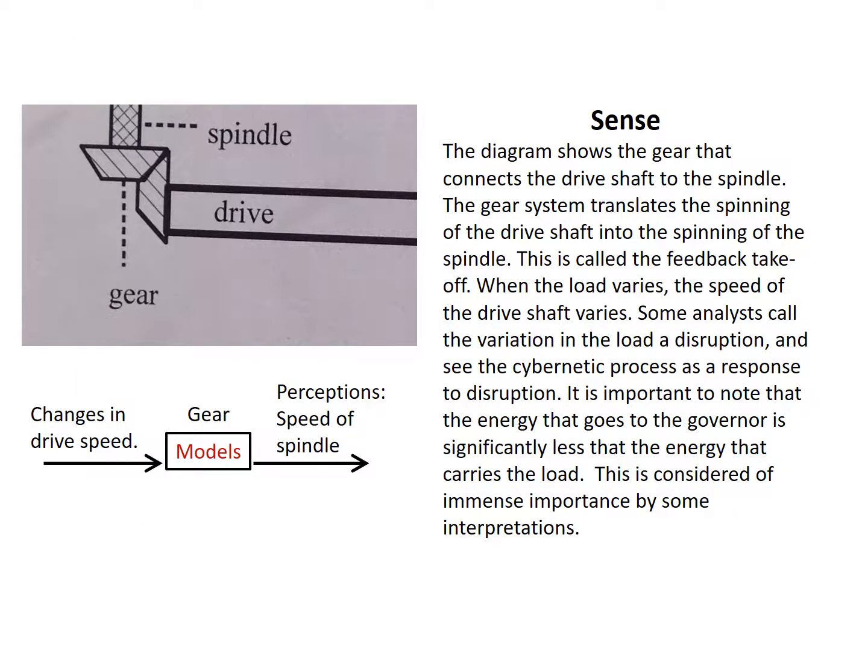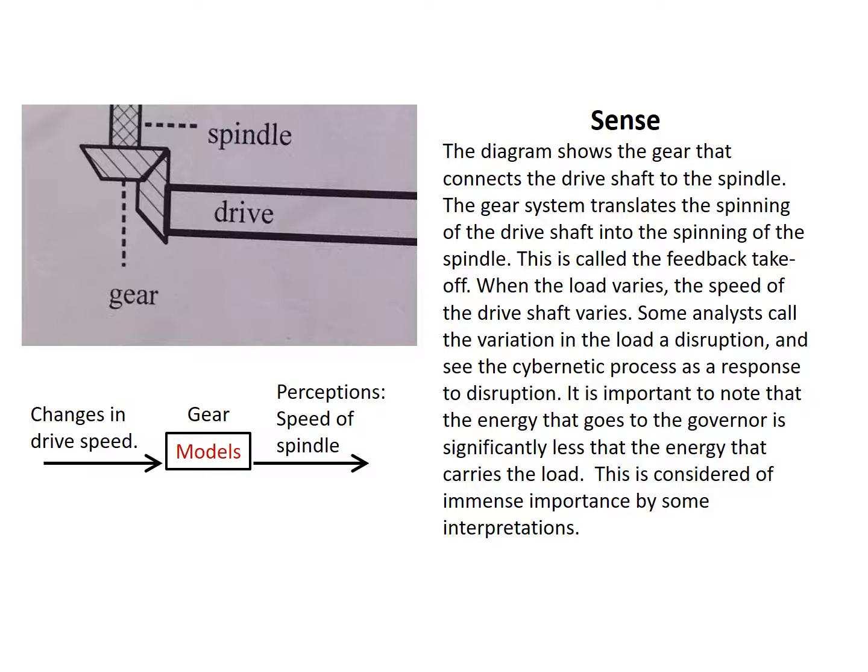Sense. This diagram shows the gear that connects the drive shaft to the spindle. The gear system translates the spinning of the drive shaft into the spinning of the spindle. This is called the feedback takeoff. When the load varies, the speed of the drive shaft varies. Some analysts call the variation in the load a disruption and see the cybernetic process as a response to disruption.